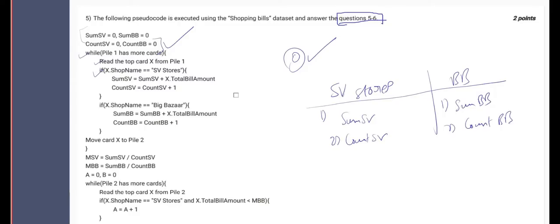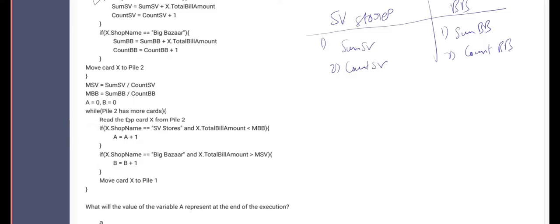Move card X to pile 2, and here, if we observe, MSV is equal to sum SV by count SV. So what does MSV stand for? MSV is the mean bill of the SV store, and this is the mean bill of Big Bazaar, right? A and B both are zeros.